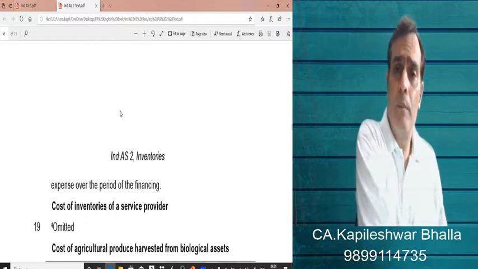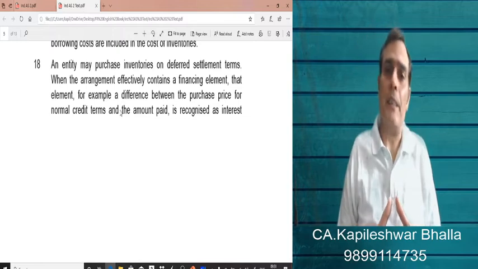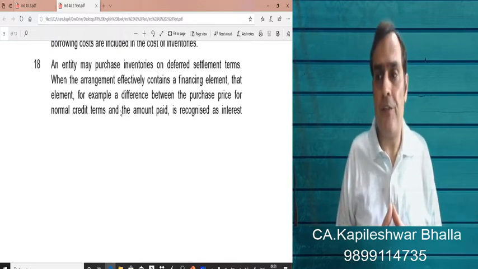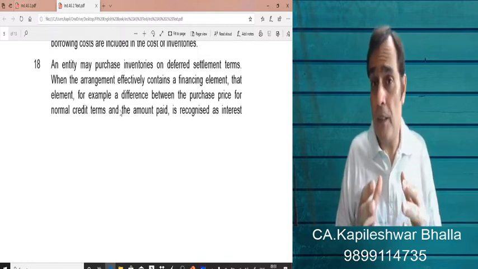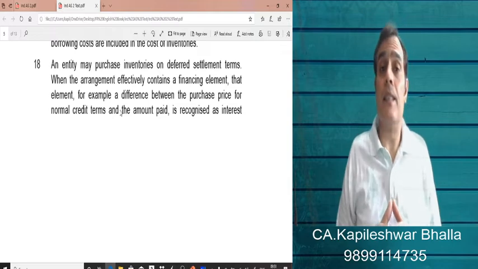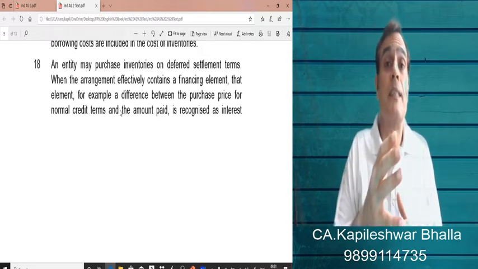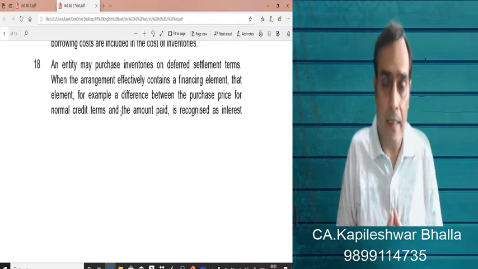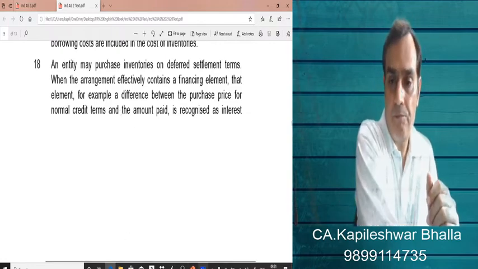Well, I think what we might have understood so far is that he's talking of a difference between the amount paid and the purchase price, which is for a normal credit term. The difference between the purchase price and the amount which is paid is considered to be an interest, which it says is recognized over the period of credit. Let's take an example to understand the application of para number 18.